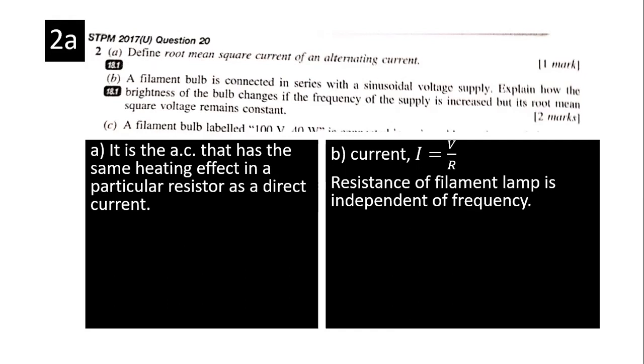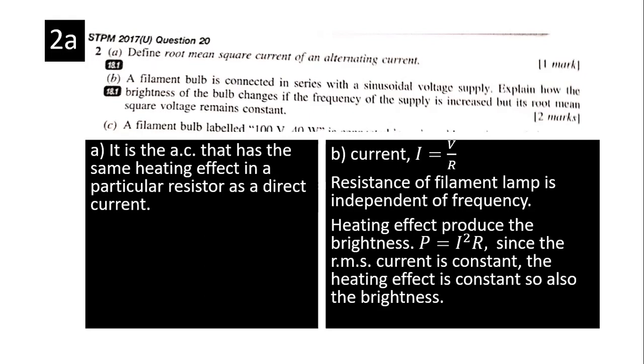Resistance of a filament lamp is independent of frequency. So as the frequency changes, I will still say it is constant. So I is still constant. Heating effect produces the brightness. So P is I squared R. Since the root mean square current is constant, the heating effect is constant. So also the brightness. Okay. Anything not clear? Okay, let's carry on.